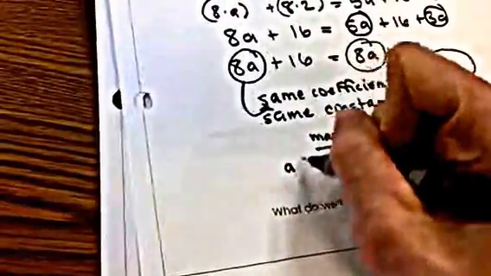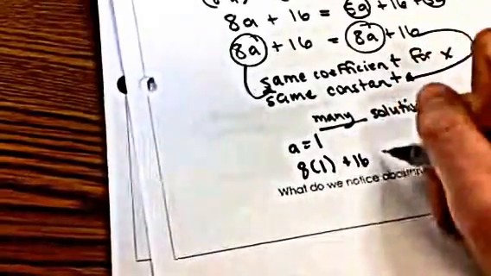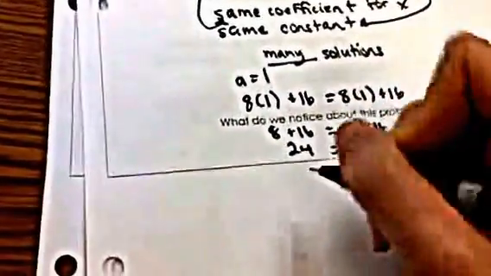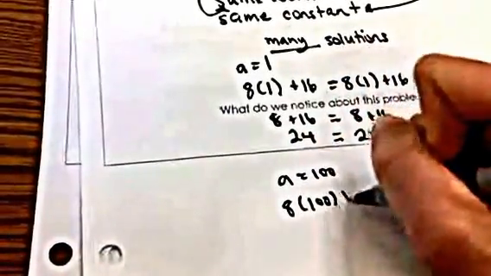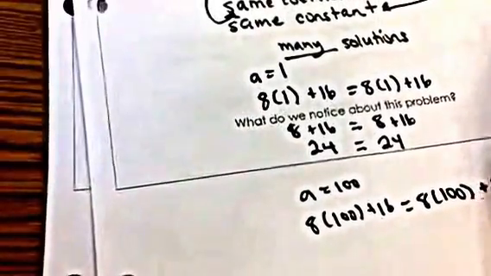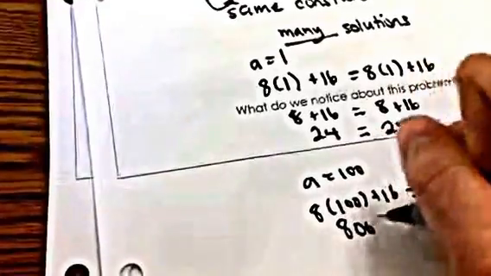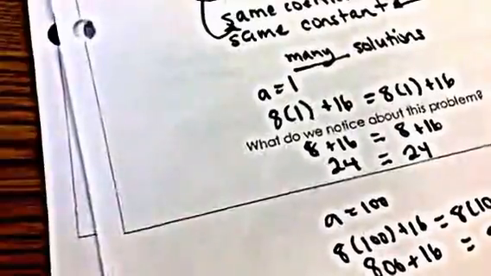And we can test that. Let's say a equals 1. What I'm going to end up with is 8 times 1 plus 16 equals 8 times 1 plus 16, which is 8 plus 16, 8 plus 16, and that gives me 24. I can put 100 in for a, and I'm still going to get the same thing. 8 times 100 plus 16 equals 8 times 100 plus 16, because I have the same thing on both sides. This is 800 plus 16 equals 800 plus 16.